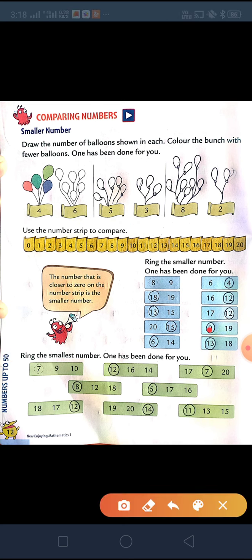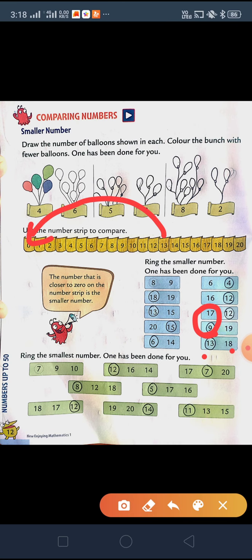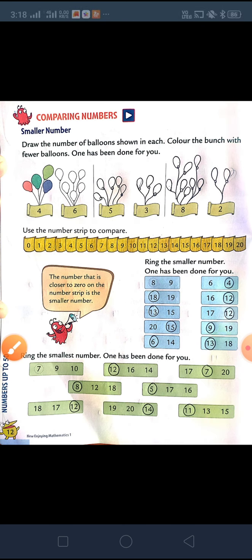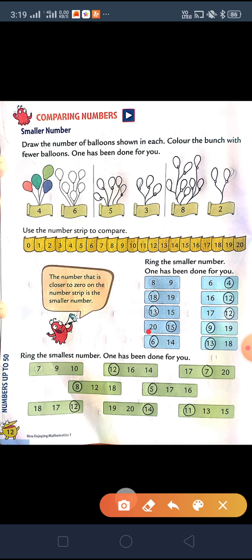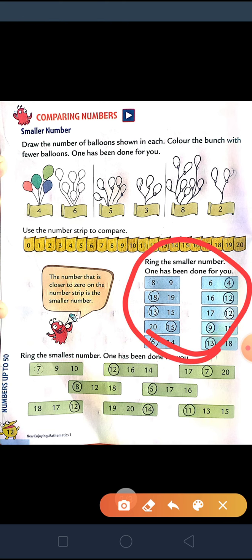Between 9 and 19, 9 is closer to 0 compared to 19. So again 9 is the smaller number. From 13 and 18, 13 is closer to 0 compared to 18. So 13 will be the smaller number. So here you finished this question. You may have understood what a smaller number is.